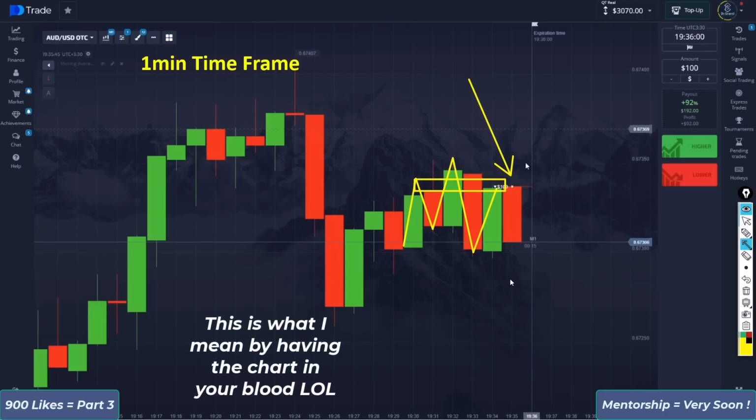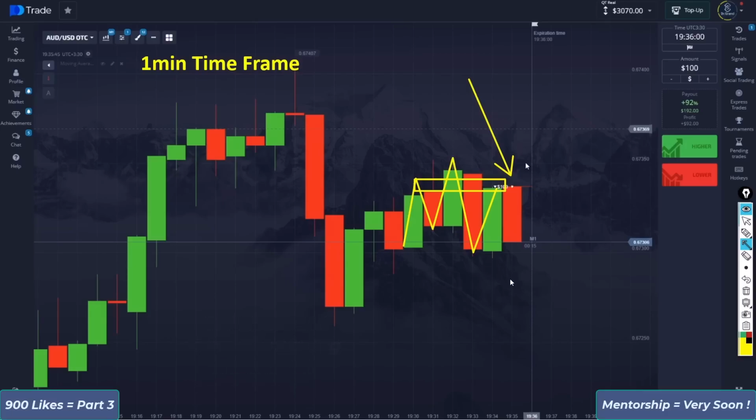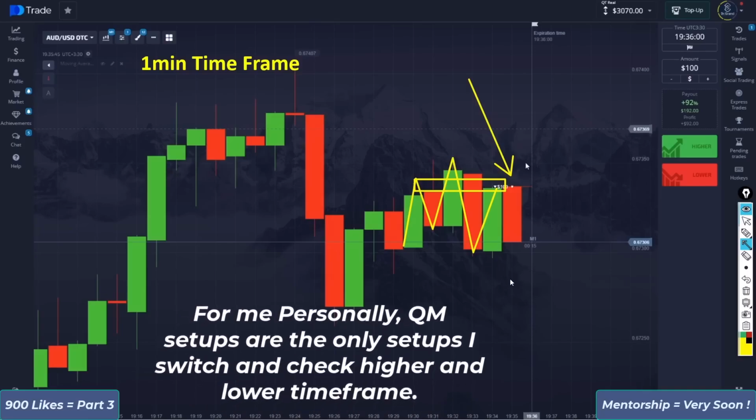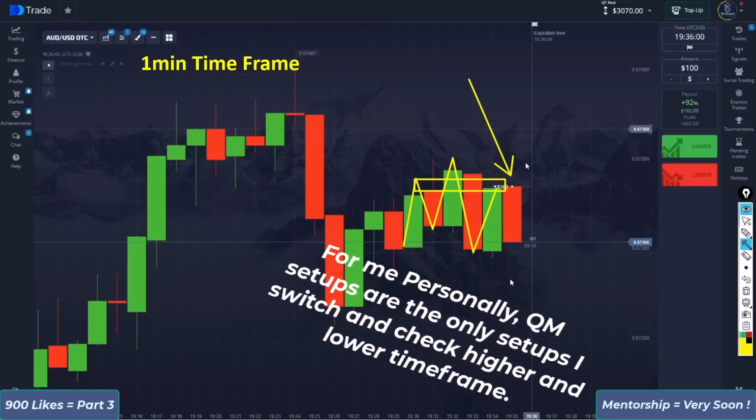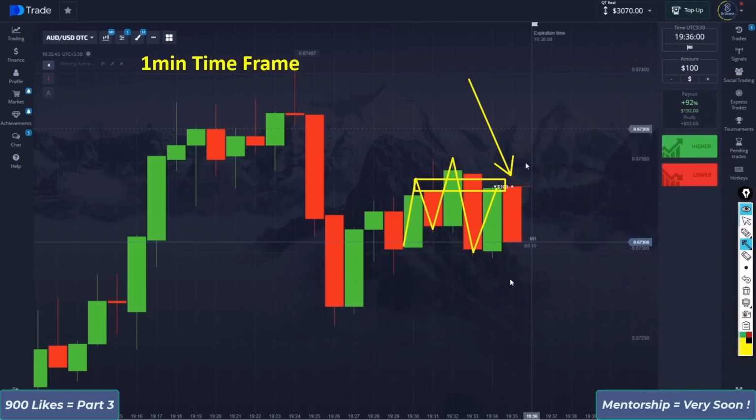And I'm not saying that if you want to take a trade you always have to go to the lower time frame. No, it's not like that. I'm just trying to make you understand the market. What's the philosophy behind that? I'm not saying you have to keep switching between the time frames. It's only for QM levels and QM trading. I never switch between time frames.